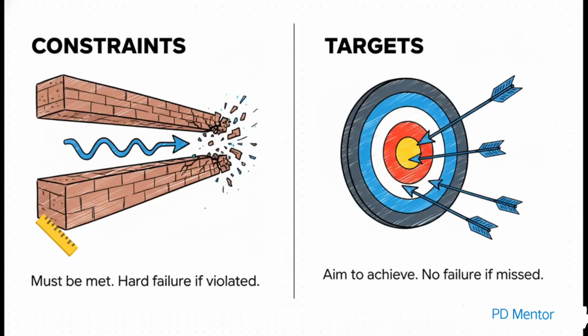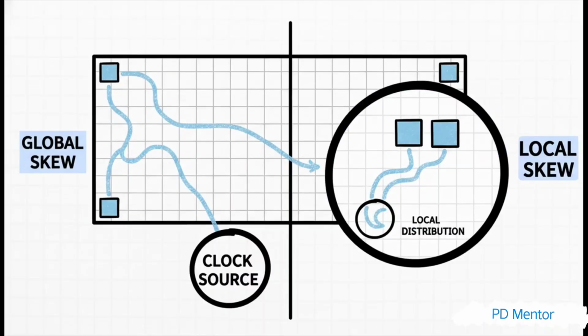So engineers are really dealing with two different kinds of goals here. You've got constraints on one side. Think of these as the hard rules, the laws of physics. You break these, the chip just won't work, period. And then on the other side, you have targets. Things like minimizing that skew we talked about. These are the goals you're aiming for to make the chip as fast and efficient as possible. And believe it or not, it gets even more detailed than that.